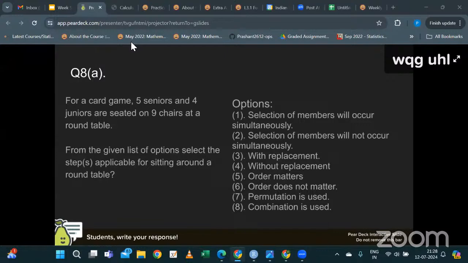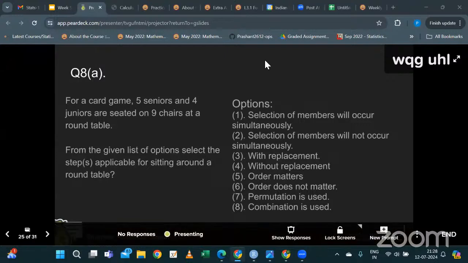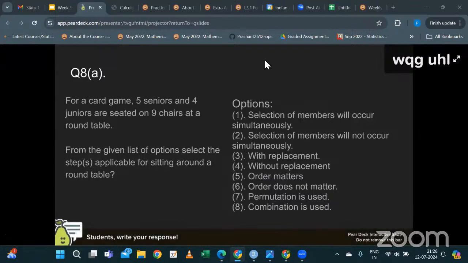So this is the question. Here you can see the extra options, whether you have to use permutation and combination. Read the question and think about simultaneous, non-simultaneous, with replacement, without replacement. Here it is not mentioned about with repetition or without repetition. Then think whether order matters or not, then permutation or combination.